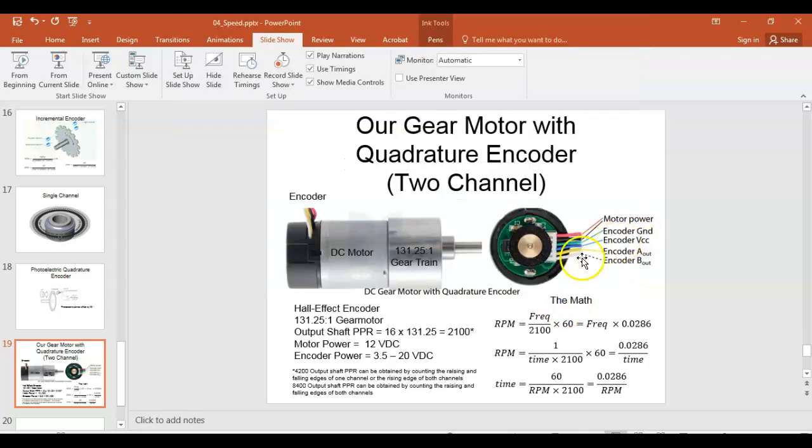And we're going to use this color code right here. So my plus, I need to hook it up to the blue. And then my minus, I need to hook that up to the green. And then my encoder output would be yellow and white.